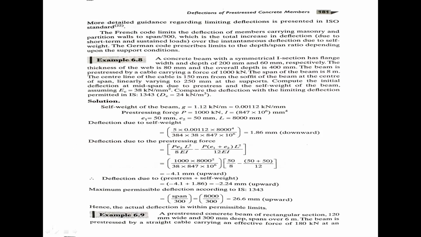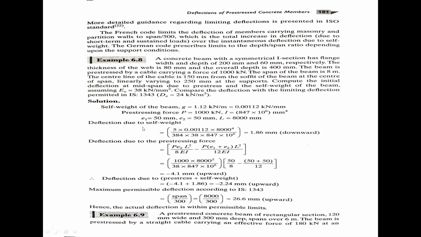Now assuming the self weight of the beam is 1.12 kilonewton per meter, converting to mm, 0.00112 kilonewton per mm. Prestressing force is already given, 1000 kilonewtons. Moment of inertia 847 into 10 power of 6 mm to the power 4. For rectangular sections we use the formula to calculate this moment of inertia. Eccentricities are taken as E1 150 mm and E2 50 mm. Length of the beam 8 meters converts to 8000 mm.